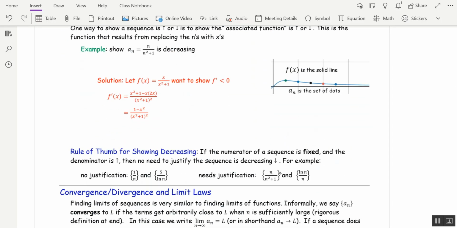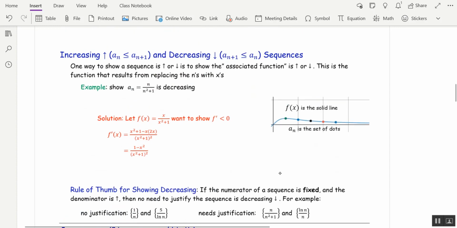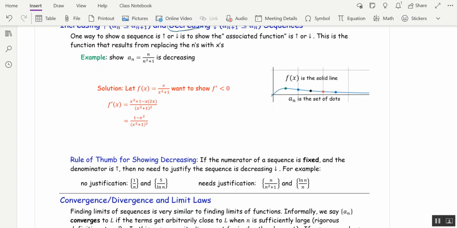All right, we're going to want to find limits of sequences. That's what we're going to want to do today. But first, sometimes we have to show a sequence is either increasing or decreasing. Mostly, we're going to want to show a sequence is decreasing. Sometimes it's obvious. And so let's just jump down here to the rule of thumb.